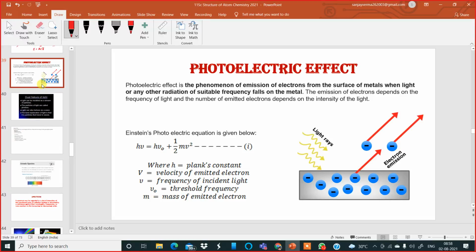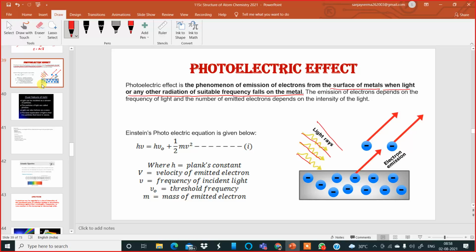Now, photoelectric effect is the phenomenon of what? Emission of electrons from the surface of heavy metals when light or any other radiation of suitable frequency falls on the metal. So, light having suitable frequency, if it falls on the surface of a metal. So metal surfaces, they have free electrons on the surface.